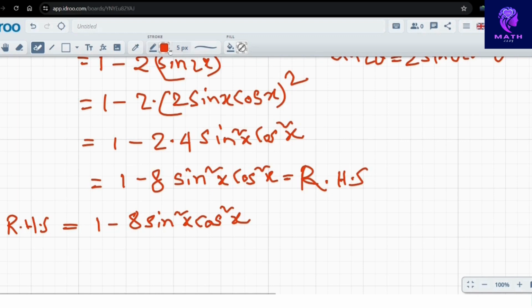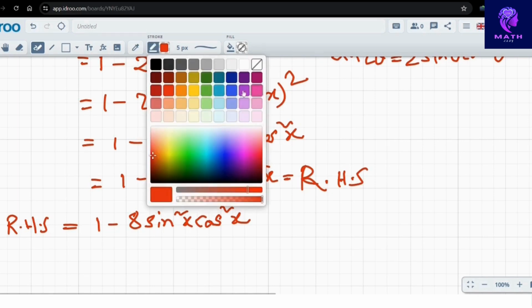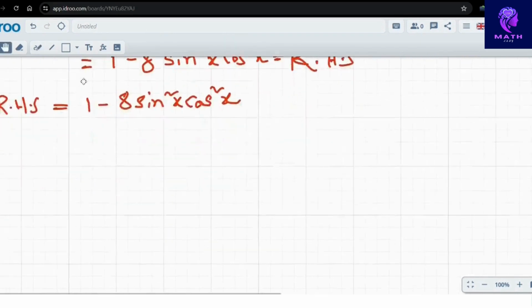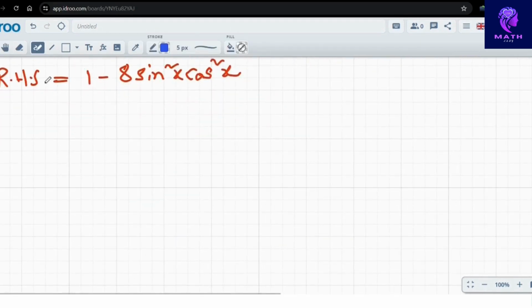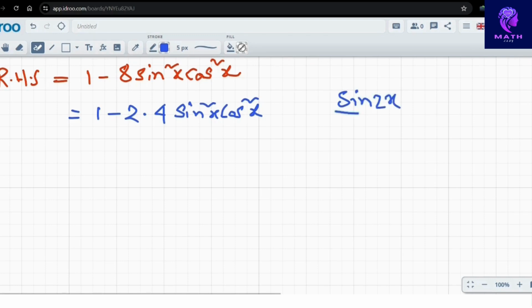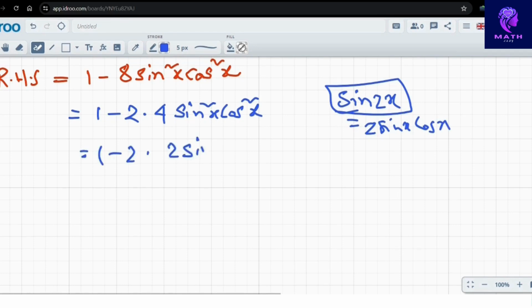So let me just quickly change the color. Okay, let me quickly show you. So then we can write down 2 times 4 sine square x cosine square x, where we are just taking 4 there because there is a square. Also to make that into sine 2x, we need 2 sine x cosine x, right? So that would become 2 sine x cosine x whole square. Sine square is there, cosine square is there, and 4 we can write as 2 square. So yeah, that's the thing.